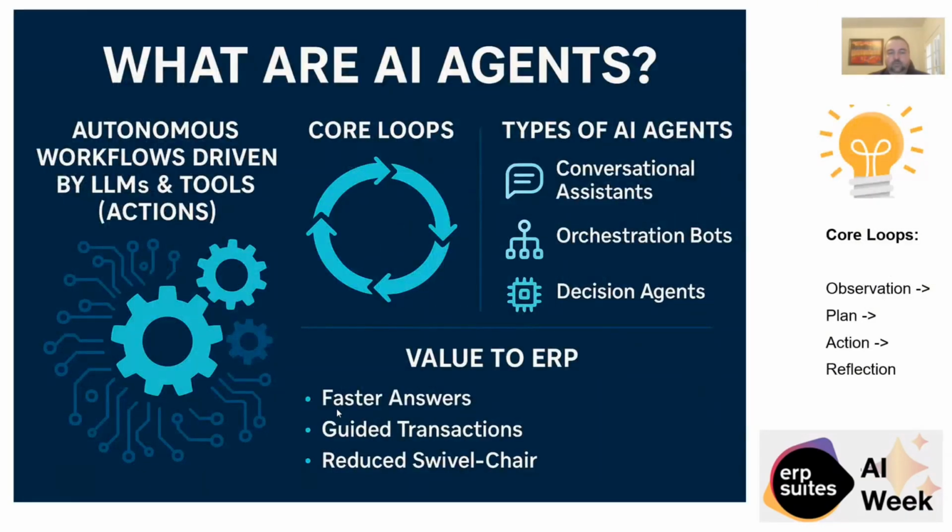So I guess we should start from what are AI agents. They're autonomous workflows driven by LLMs and tools or actions. There's a core loop: observation, plan, action, reflect. There are conversational assistants like we were talking about earlier with the digital assistant, orchestration bots, so you can have a bot-driven architecture, and decision agents. So you definitely want to have a human interaction there for those decisions.